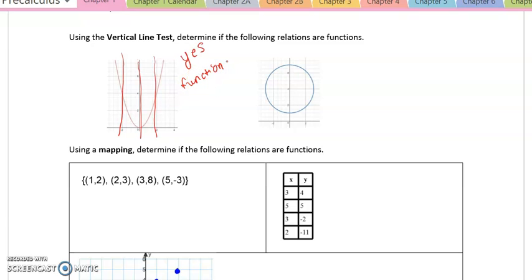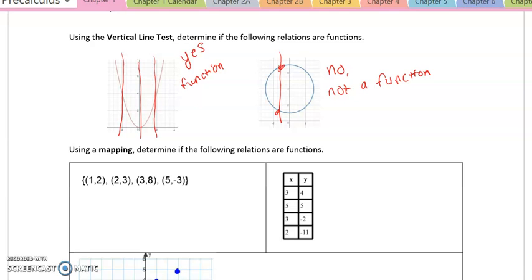A circle, this is one of the most missed ones. A circle is definitely not a function. As you can see, that vertical line is hitting in two spots. So don't be one of those people that on your quiz or test, wink, wink, there is a question about that, perhaps, that thinks that a circle is a function. It is not a function.